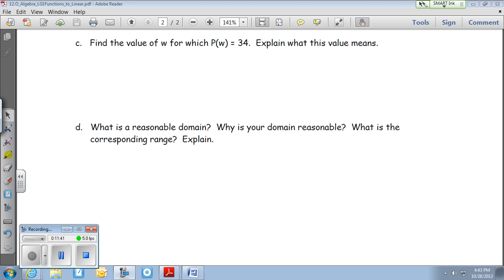All right, for letter C, we're supposed to find the value of W for which P of W equals 34. And we're going to explain what this value means. So similar to above, go ahead and work out your equation. Go ahead and pause this video and work it and then come back to it for the answer.